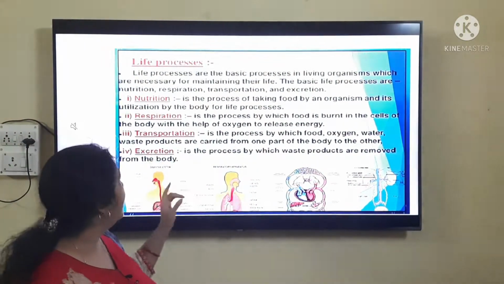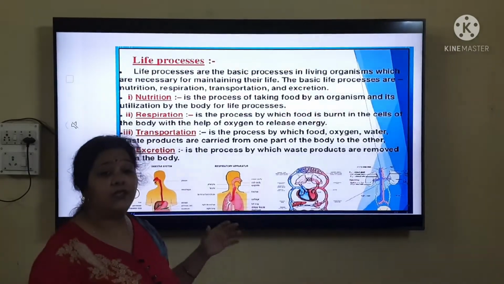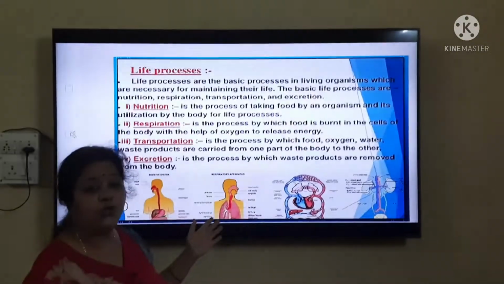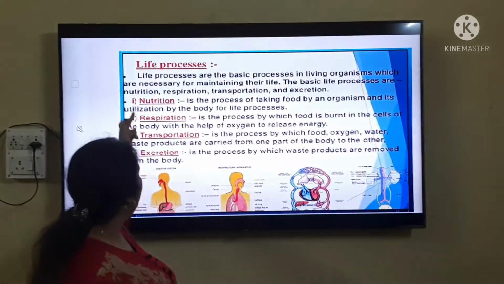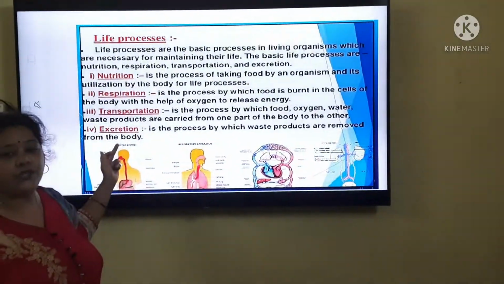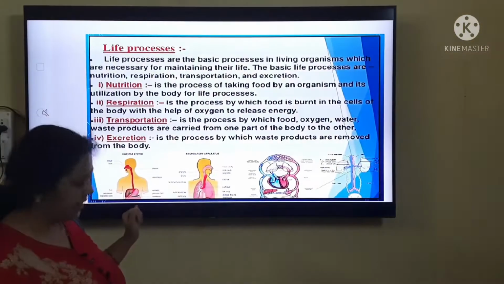In our previous class was life processes, and as I told you, the processes, the things which are important for us, for the living organism to survive, and those are nutrition, respiration, transportation and excretion. And one by one in detail we were going to read about them.